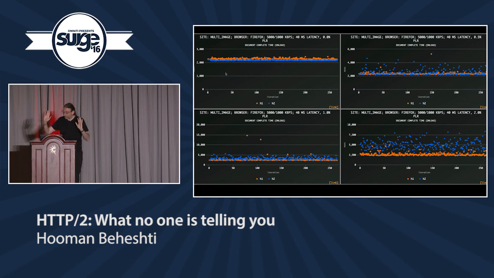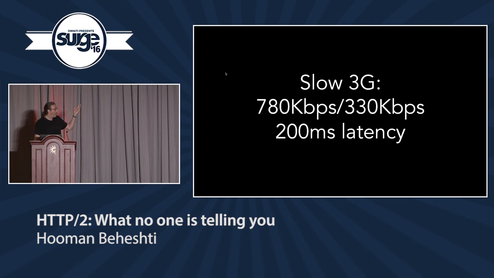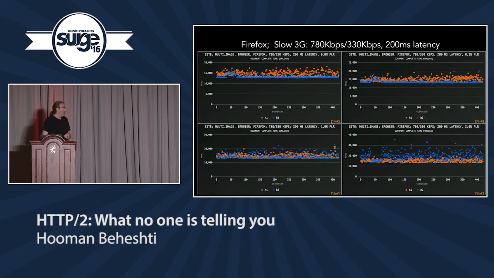Okay, great. A lot of people are saying that H2 is supposed to help mobile connections and slow connections and higher percentiles. Let's do that. Here is a slow 3G connection with poor performance, low bandwidth, high latency. Let's see how this guy reacts. Pretty much the same. So again, H1 does better when there's packet loss involved.